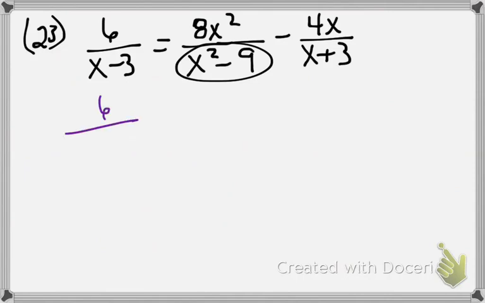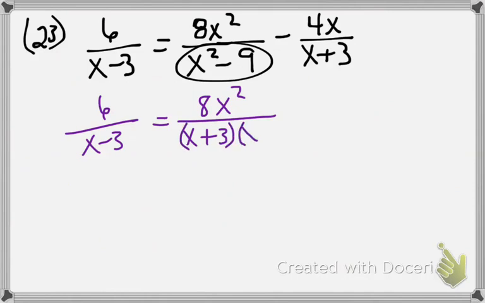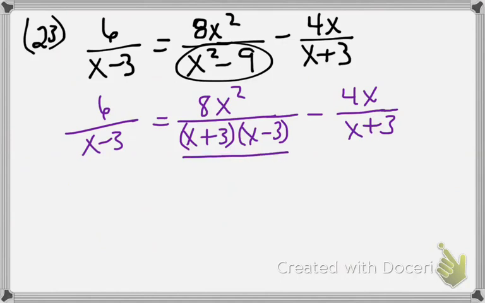So I'm going to have 6 over x minus 3 equals 8x squared over x squared minus 9 factors into x plus 3 and x minus 3. And then 4x over x plus 3, that doesn't have to change because x plus 3 is already factored. So now when I look for my common denominator, I can see that this problem right here has x plus 3 and x minus 3. So I'm going to look at the other two and see what they're missing.